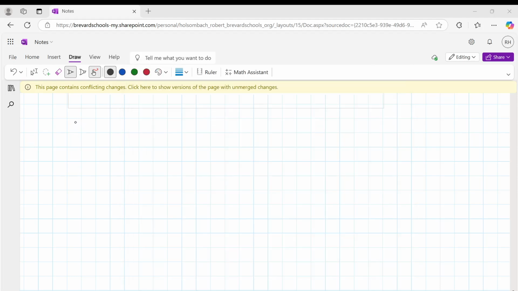All right, so this is your Quiz 20 study guide. And problem number 1, you are simplifying all of these radicals, okay? So directions are the same for all of them.